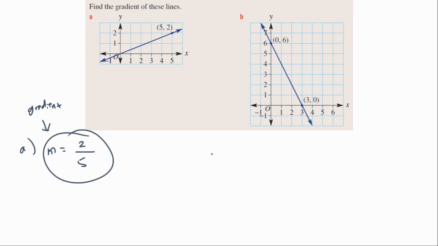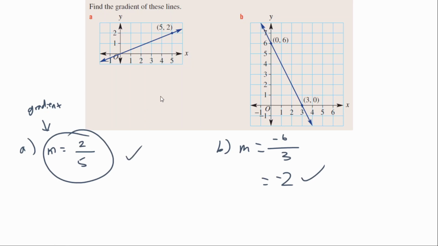And the next one, same formula, m equals rise over run. This time we're going down 6 spaces, so it'll be negative 6, over to the right, still to the right, so that will be positive. So it'll be negative 6 divided by positive 3, and that gives you a gradient of negative 2. Give yourself a tick for each one you got correct there.